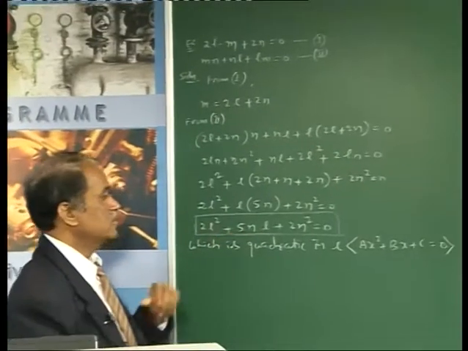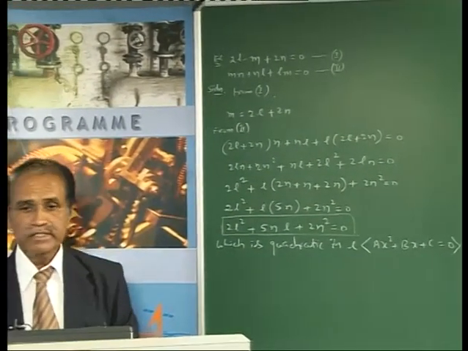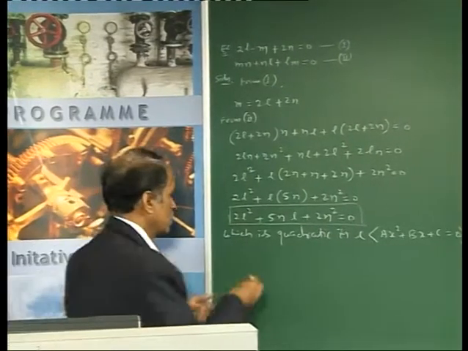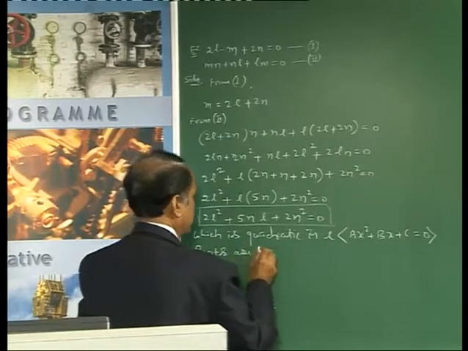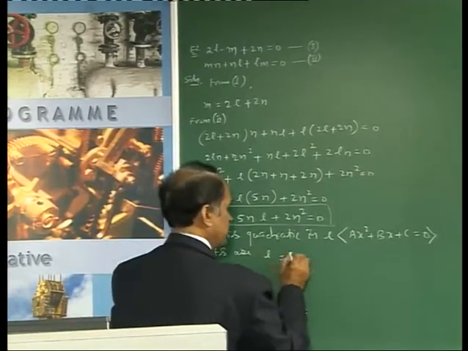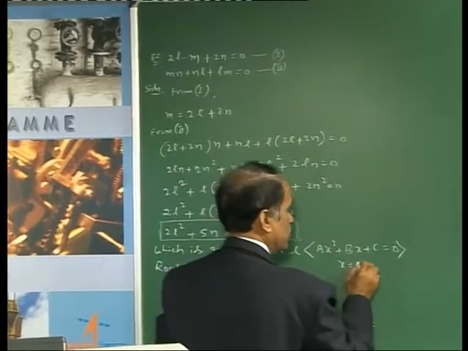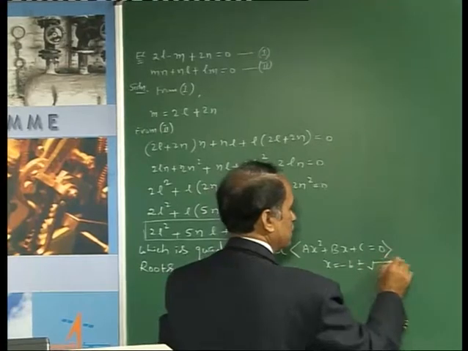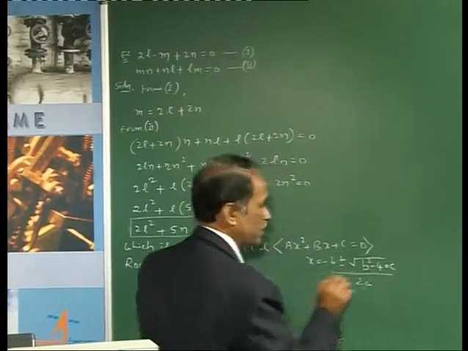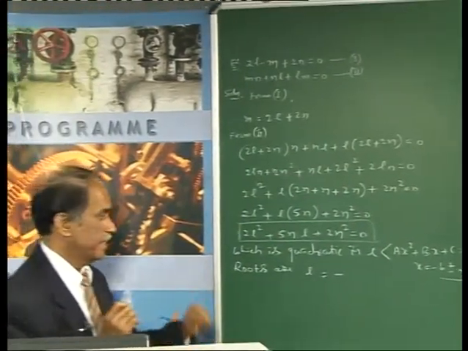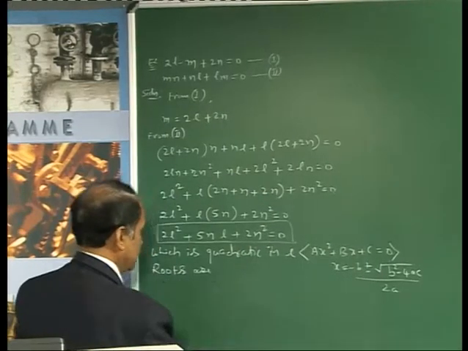Now, when this is a quadratic equation, what is our job next? You have to calculate the roots of the quadratic equation. So those roots are, I must represent L equal to, the formula you know here: x = (-b ± √(b² - 4ac)) / 2a. Then that is the calculation for L.